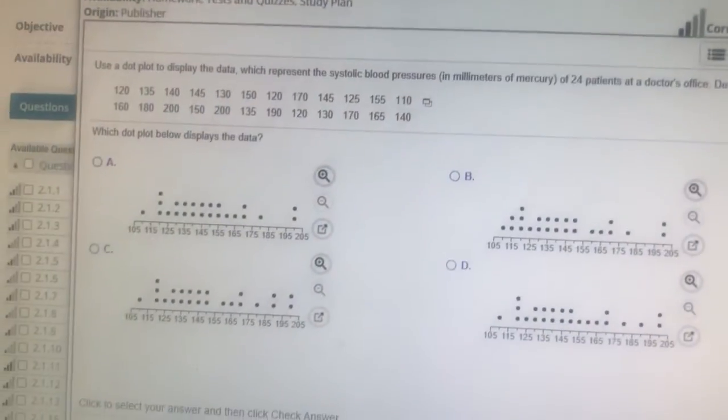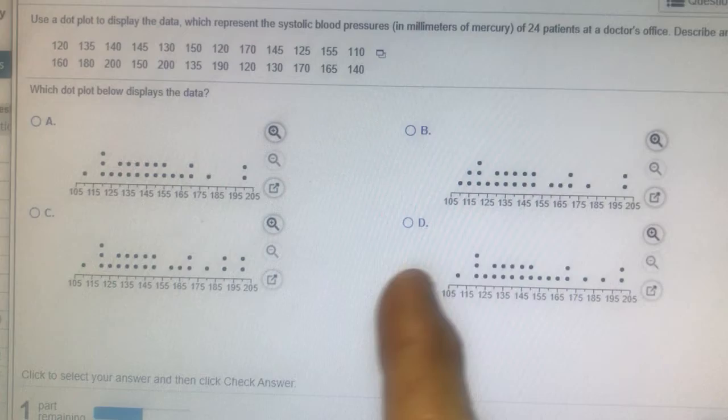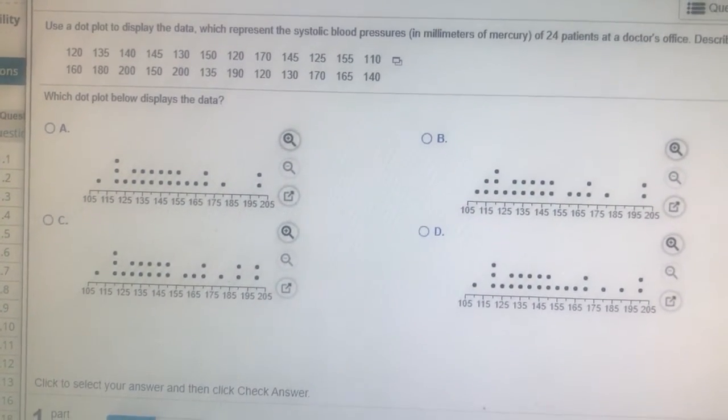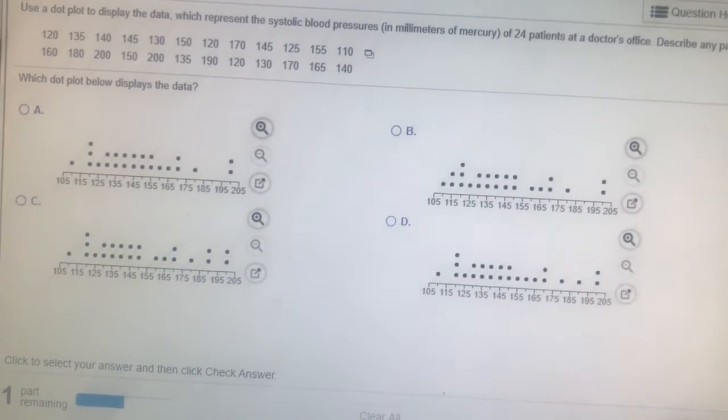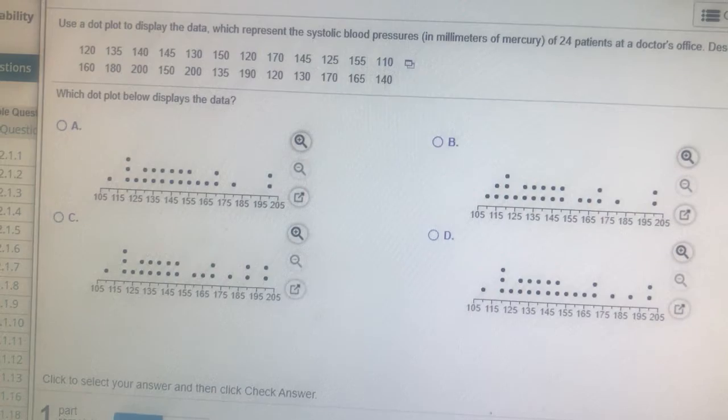Okay, now it says use a dot plot to display the data. Well, here's 4 different dot plots. Which one is the correct one? So the way I would approach this, I would look and see what's different in the dot plots.